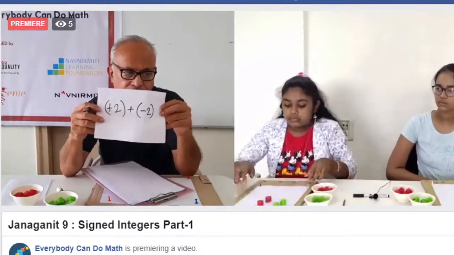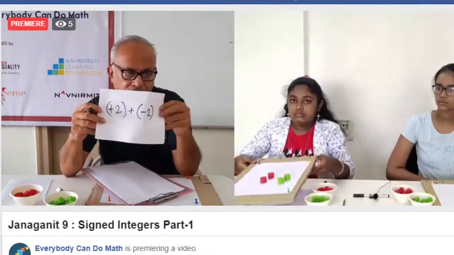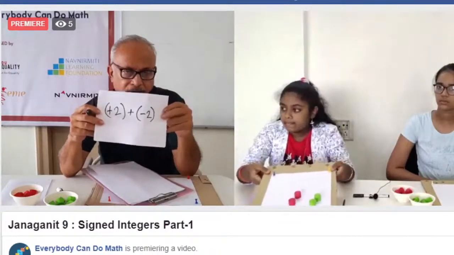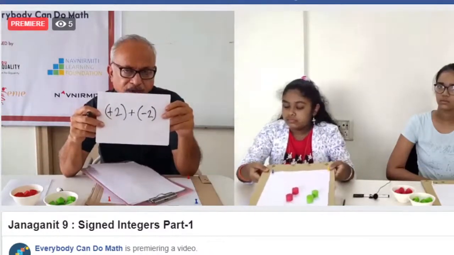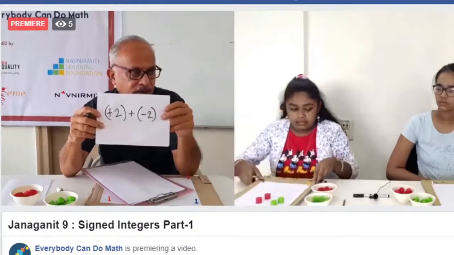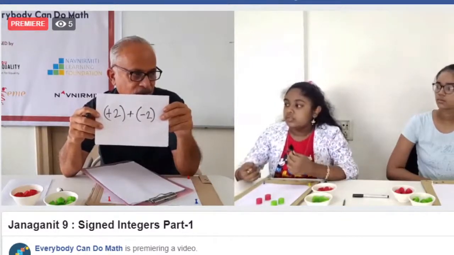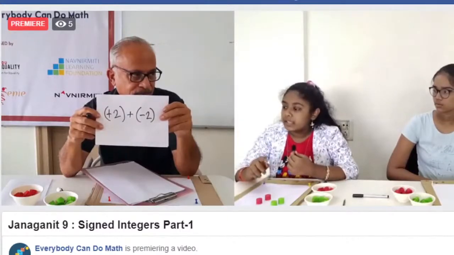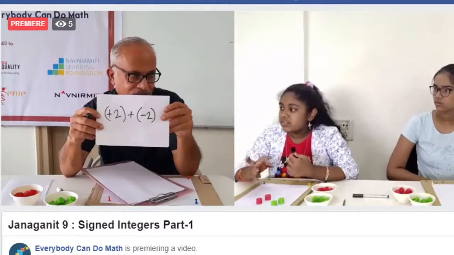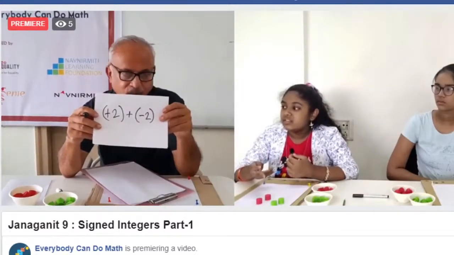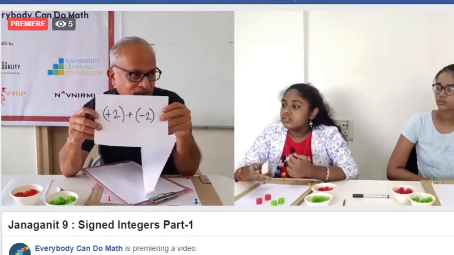Make this in your account. And can you tell us what is the value of your account? Zero. Why is it zero? Because plus and minus is equal to minus. 2 minus 2 is equal to 0.